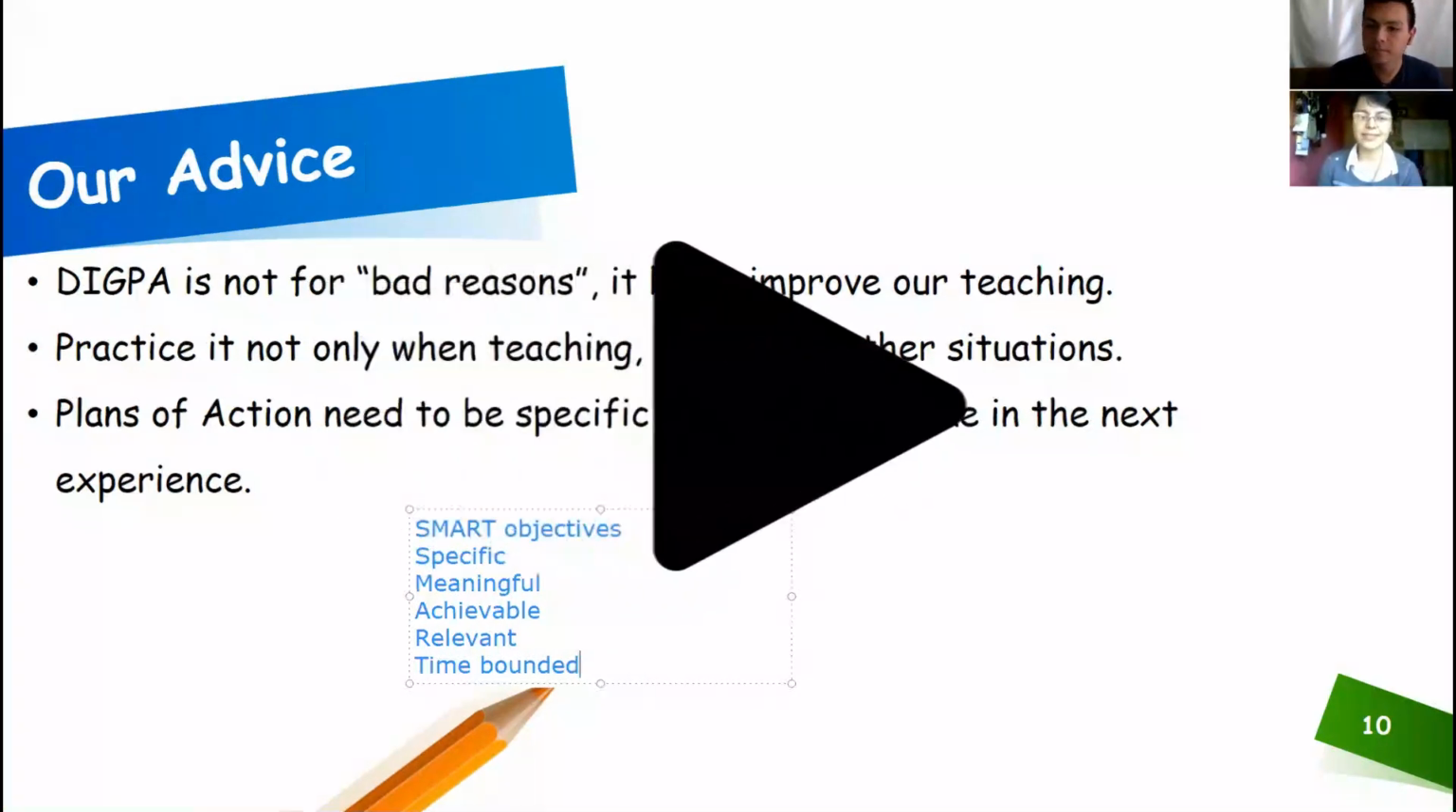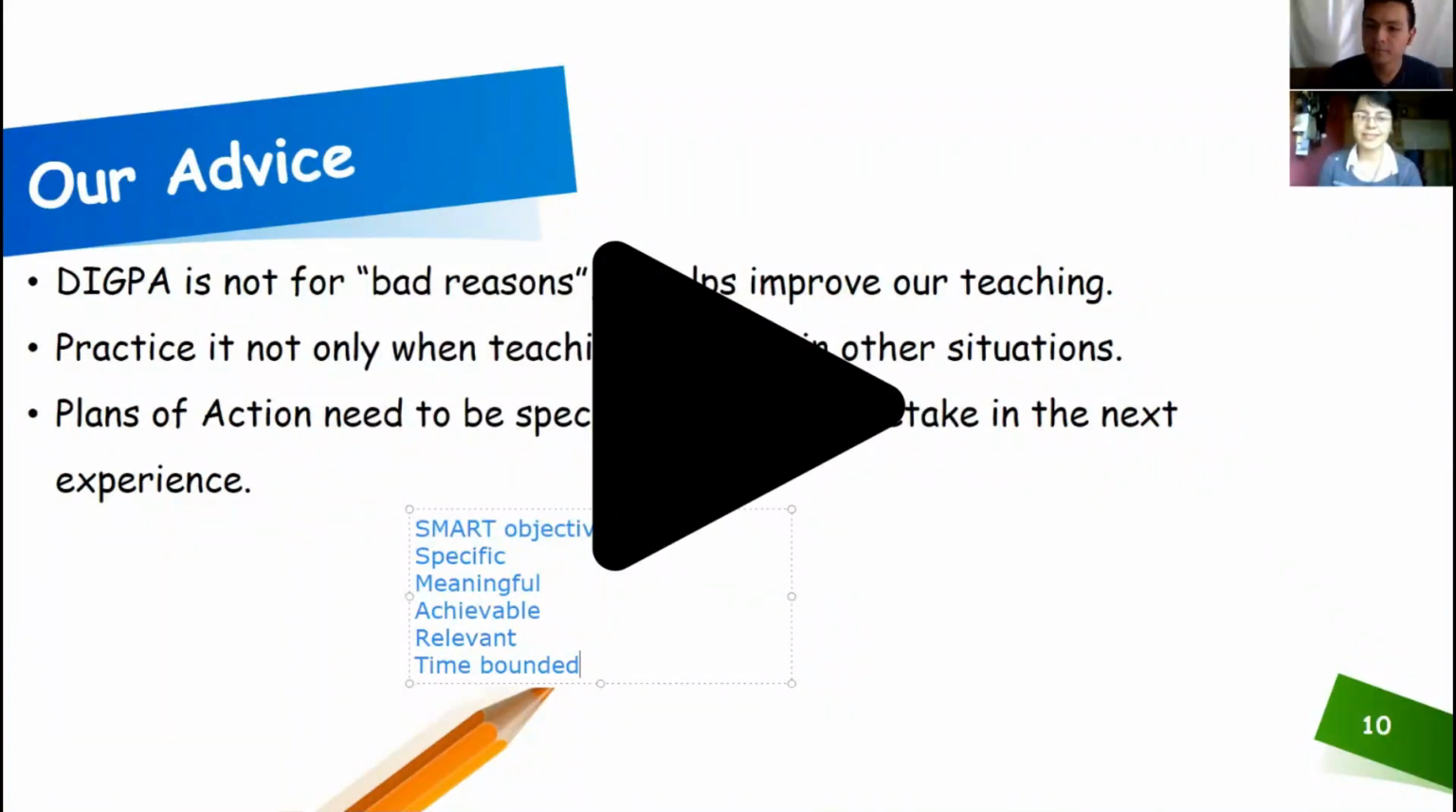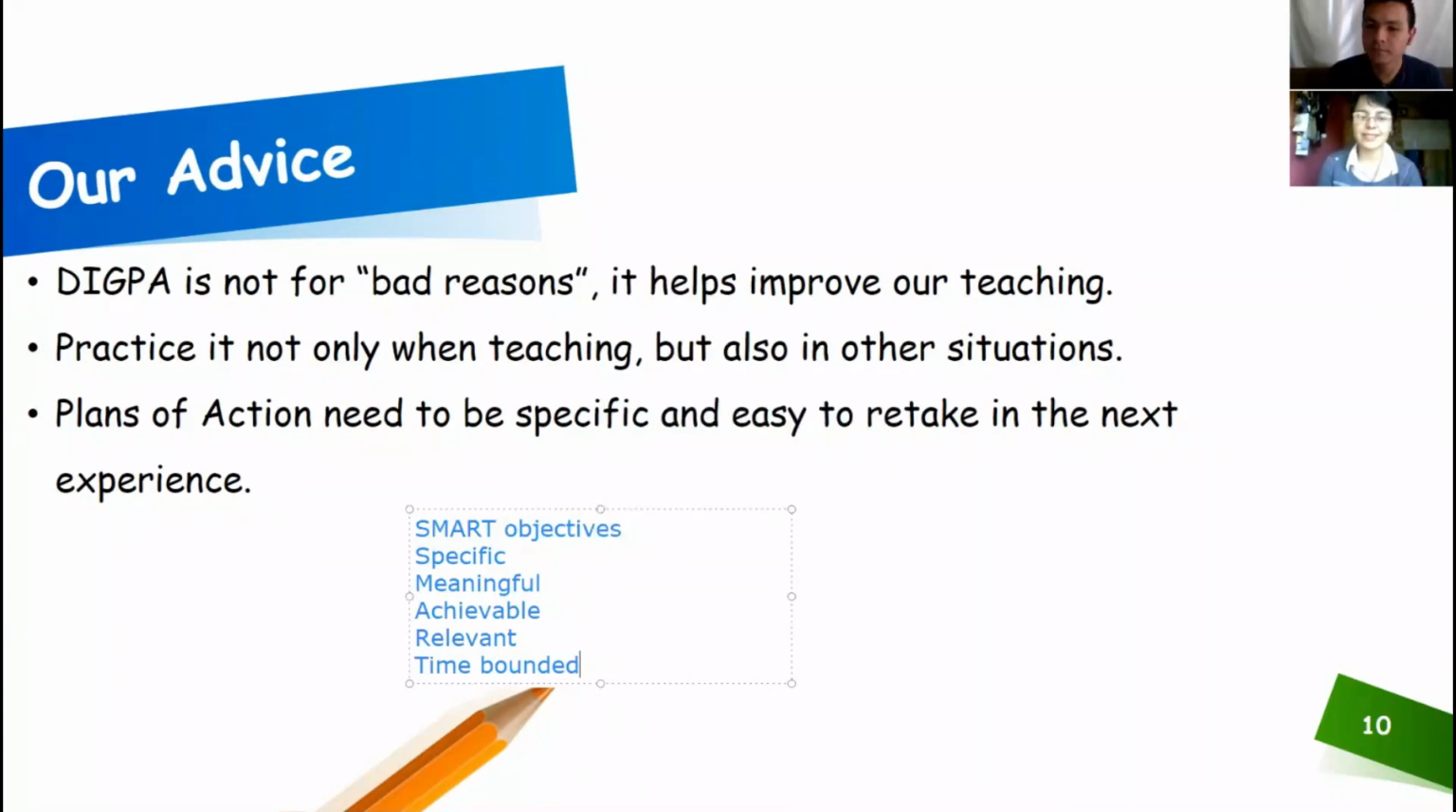Hello teachers, I hope you are enjoying this workshop. In the video, we mentioned that in SMART objectives, the M stands for meaningful. But I would like to clarify that the correct word is measurable. Remember, in SMART objectives, the M stands for measurable.